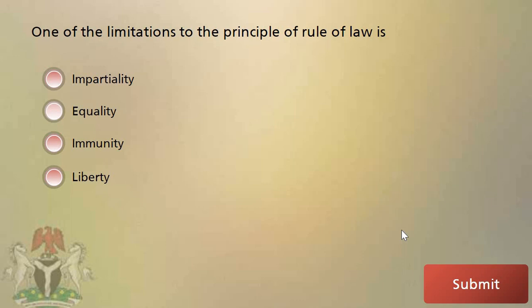Question 5. One of the limitations to the principle of rule of law is A, impartiality; B, equality; C, immunity; and liberty. The right answer is immunity. Immunity is one of the limitations to the principle of rule of law.